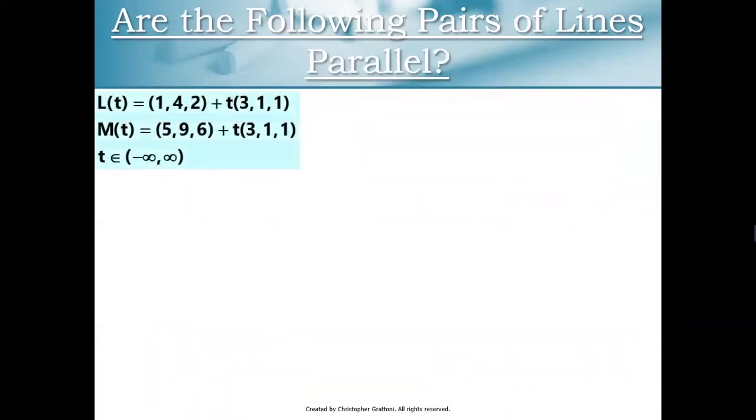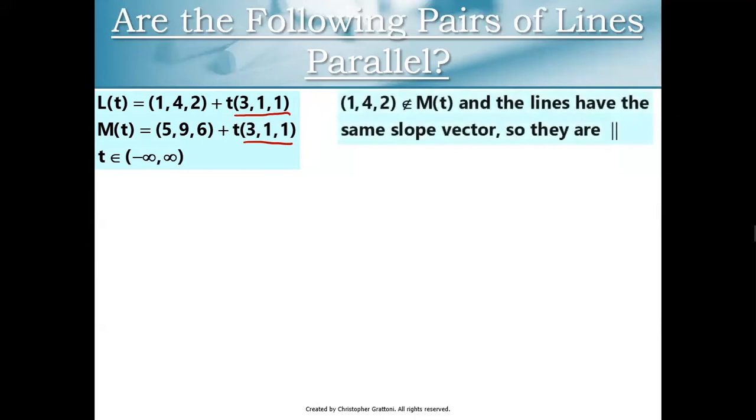And for parallel, we have a new L of t and M of t here, and what you'll notice is that we have the same slope vector for both of these lines. And so you might say, oh yeah, guaranteed that these are parallel to each other. And maybe they are, maybe they aren't. We have to do a little bit more work to figure that out, because what we care about is whether these two lines share any points in common. There's basically two different scenarios that can happen when you have lines that have the same slope.